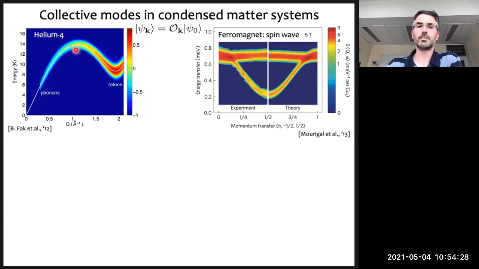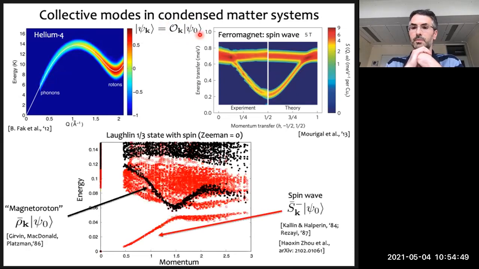And we know that from the physics of liquid helium and also from ferromagnetic materials, where we have these collective modes that are generated by some local operator acting on the ground state of the system. And this induces some kind of coherent displacement of the entire medium. So we know very well that we have very similar physics in quantum Hall systems.